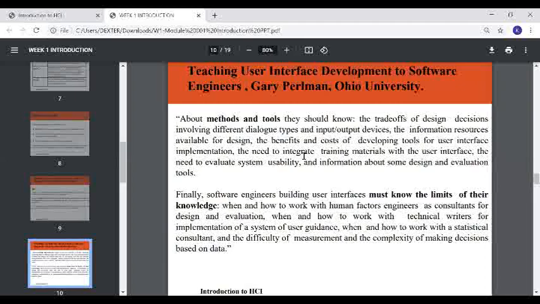Finally, software engineers building user interfaces must know the limits of their knowledge: when and how to work with human factors engineers as consultants for design and evaluation, when and how to work with technical writers for implementation of a system of user guidance, when and how to work with a statistical consultant, and the difficulty of measurement and the complexity of making decisions based on data.